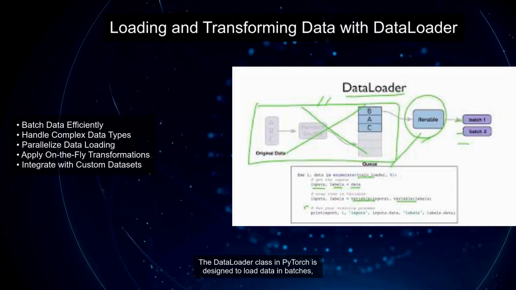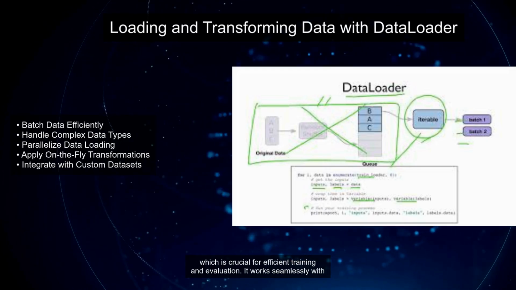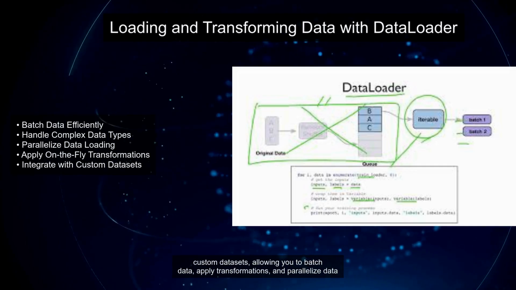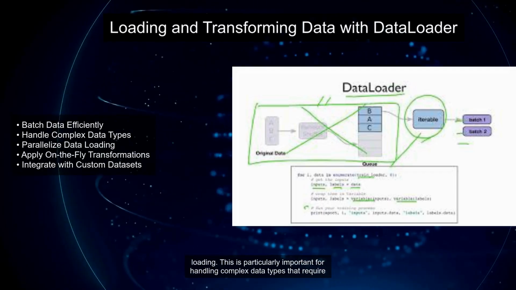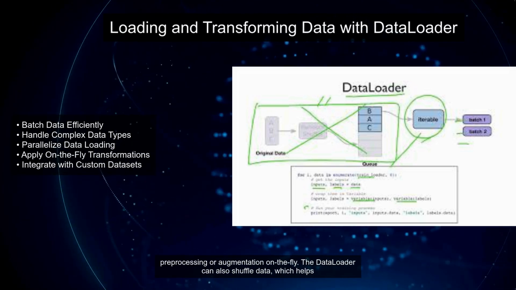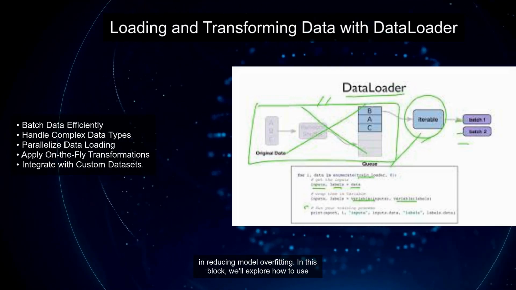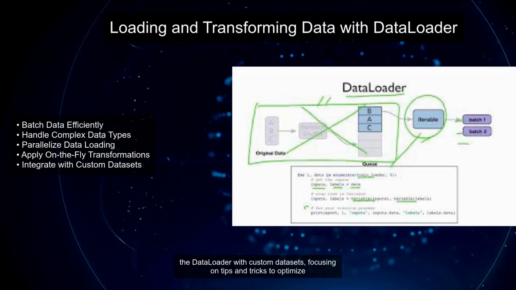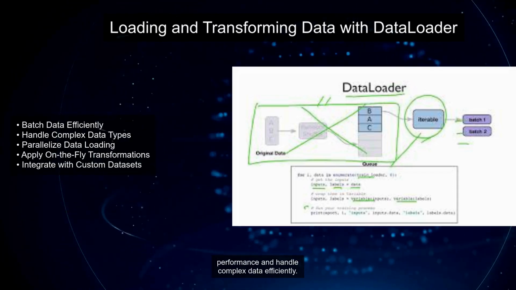The DataLoader class in PyTorch is designed to load data in batches, which is crucial for efficient training and evaluation. It works seamlessly with custom datasets, allowing you to batch data, apply transformations, and parallelize data loading. This is particularly important for handling complex data types that require preprocessing or augmentation on the fly. The data loader can also shuffle data, which helps in reducing model overfitting. In this block, we'll explore how to use the data loader with custom datasets, focusing on tips and tricks to optimize performance and handle complex data efficiently.